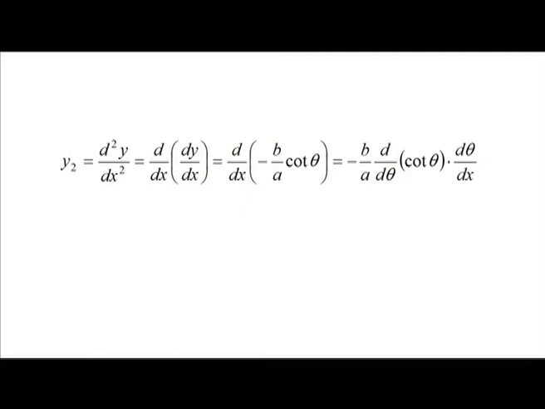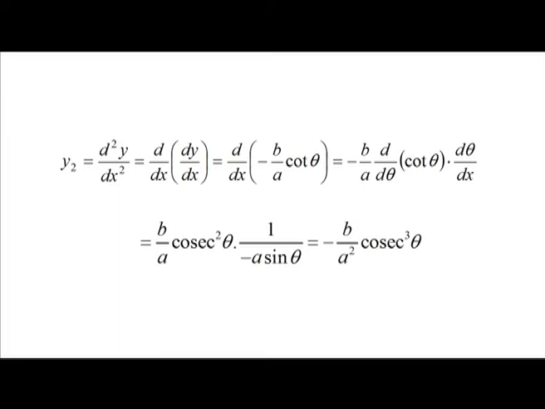which is equal to d by dx of dy by dx, which is equal to d by dx of negative b by a cot theta, which is equal to minus b by a d by d theta of cot theta into d theta by dx, which is equal to b by a cosec square theta times 1 upon negative a sin theta, which is equal to negative b by a square cosec cube theta.